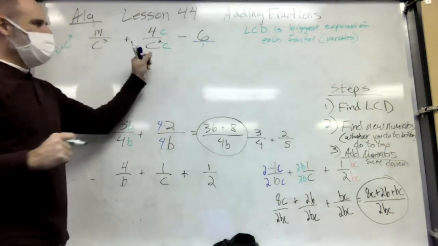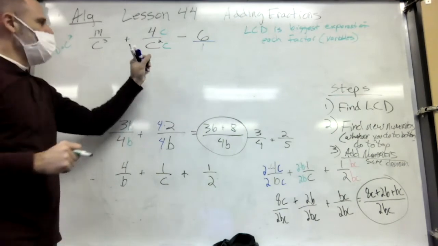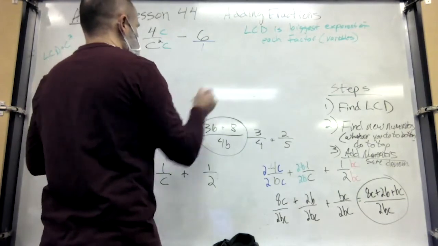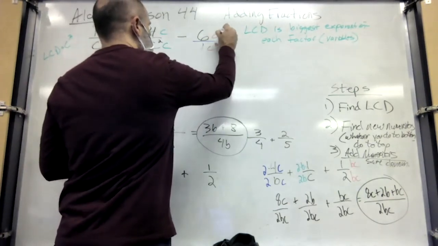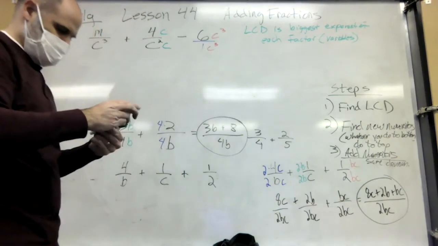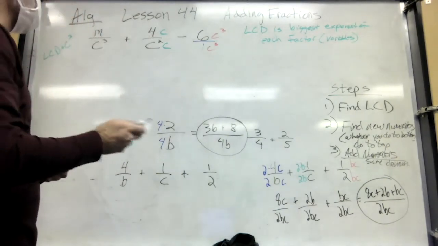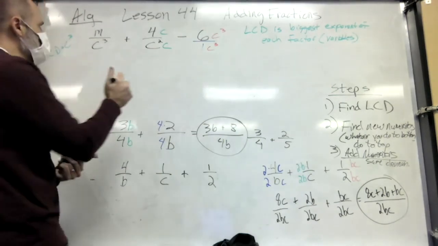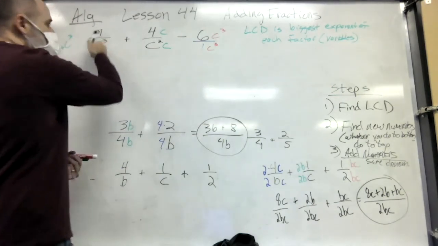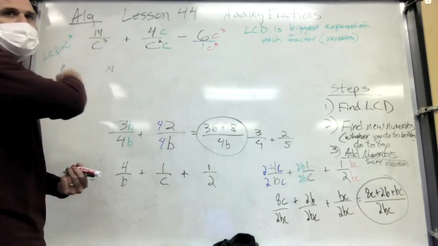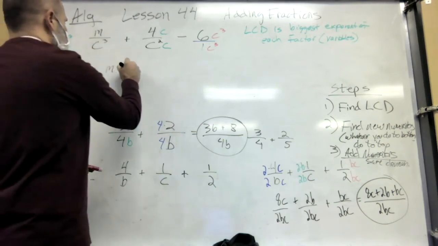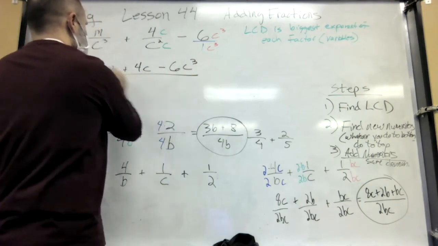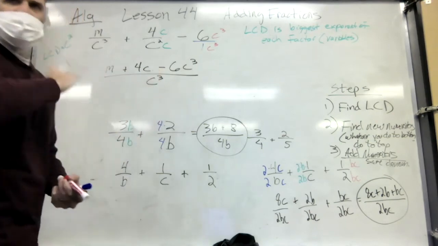So we gotta make every denominator a C cubed. So this just needs a C, this needs the whole thing. This needs a C cubed. Whatever you do to the bottom, do to the top. Okay, so now I'm going to simplify the tops and rewrite the numerator all in one step. So I've got M, because I didn't change that at all, I didn't need to, because C cubed is already the least common denominator. Plus 4C minus 6C cubed all over C cubed, and you're done.